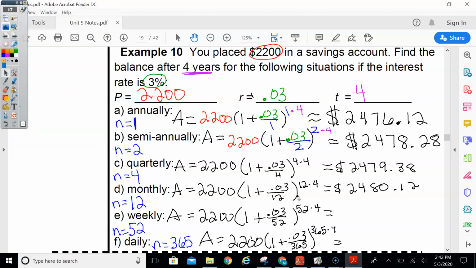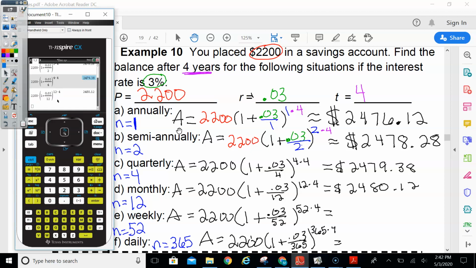So here, we'll do the 52 for the weekly, and then come down here and do the 52. Make sure you change both. There's always two ends in the formula, so change both of the ends. So for the weekly, it's $2,480.41. So again, this one's not even dollars difference, it's just cents difference.